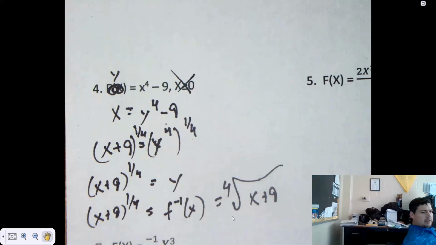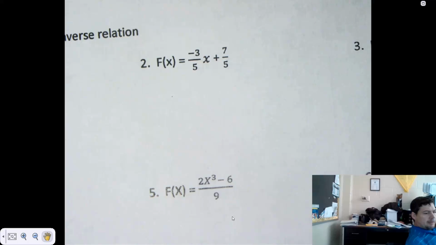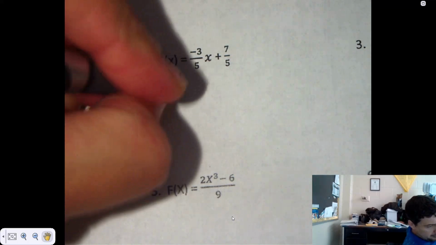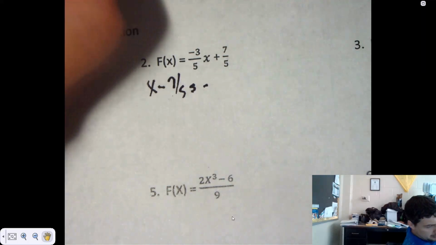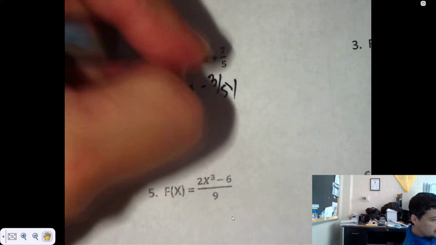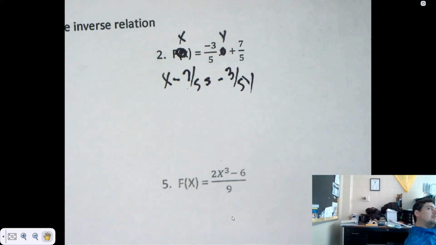What's your first line say, Grant? Subtracted the 7/5. Or will it be x? So you have x minus 7/5 equals negative 3/5 y. Hey, there's a step that, first off, this f of x becomes x, that x becomes y. That's actually what his first line is supposed to say. Right? So I agree with that.